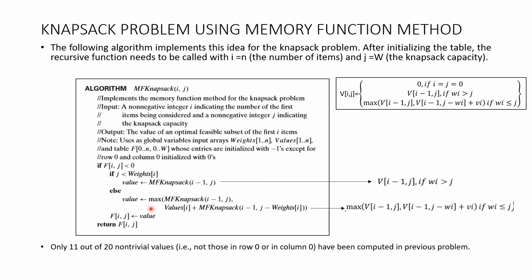What is the third formula? Value equals max of MFKnapsack(i minus 1, j), or values[i] plus MFKnapsack(i minus 1, j minus weights[i]). That is, we are applying the third formula. I hope you can relate here. Max of V[i minus 1, j] means this one, right? MFKnapsack stands for the table V[i minus 1, j]. Then values[i] stands for the profit vi, plus MFKnapsack, this one V[i minus 1, j minus wi], and finally the optimal value will be stored in the last box of the table F.